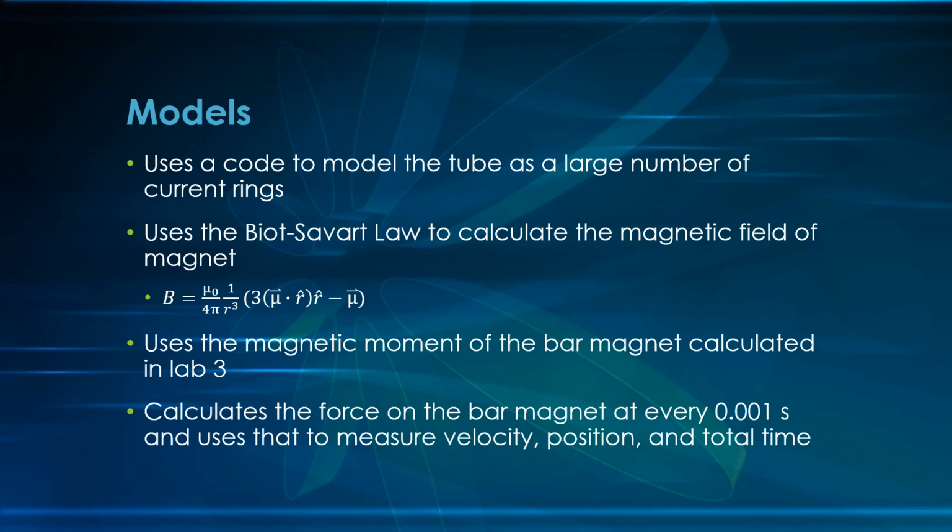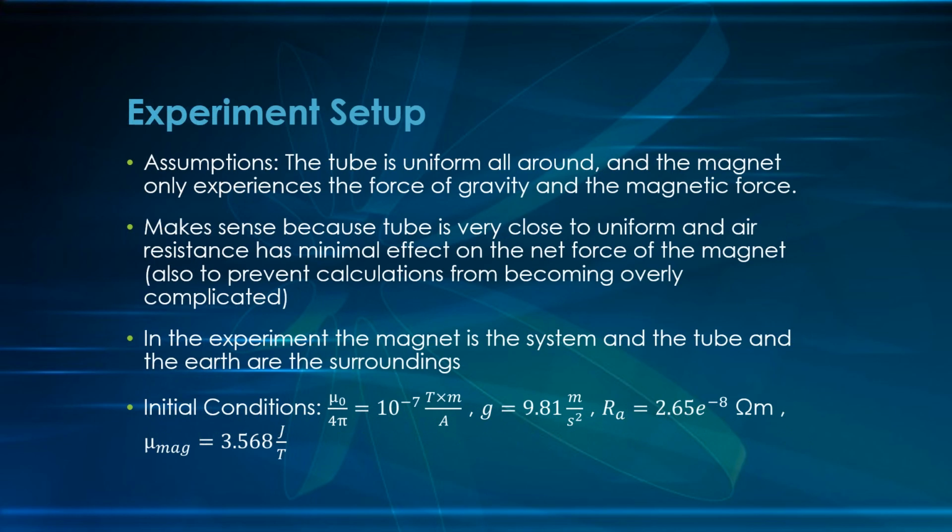So the model uses a code to model the tube as a large number of current rings, and then it uses the Biot-Savart law to calculate the magnetic field of the magnet, and also it uses the magnetic moment of the bar magnet calculated in Lab 3. Finally, the model calculates the force on the bar magnet at every 0.001 seconds and uses that to measure the velocity, position, and total time of the magnet.